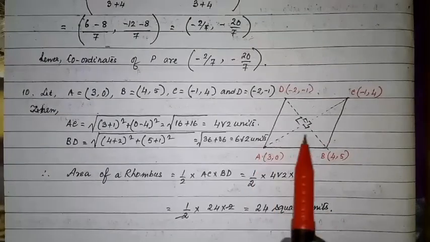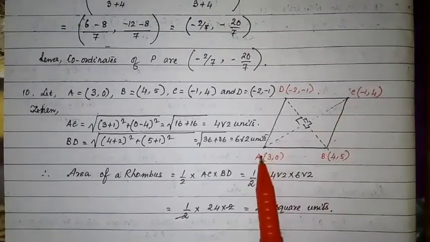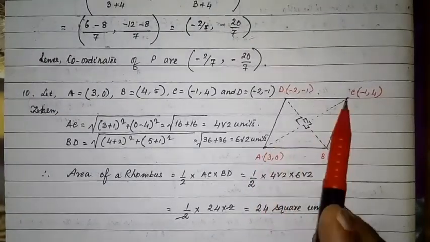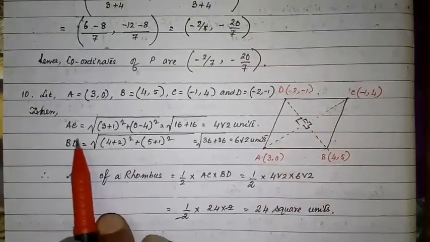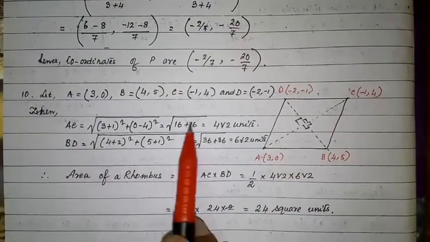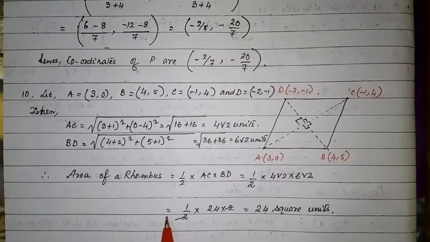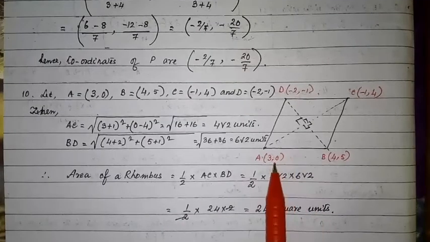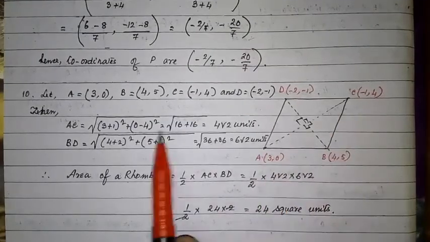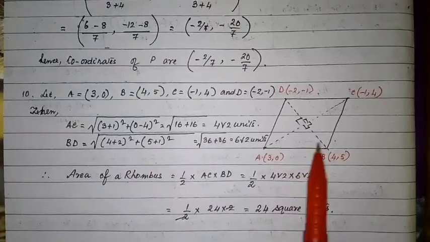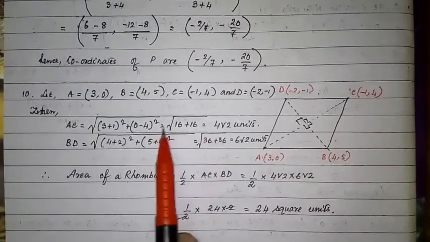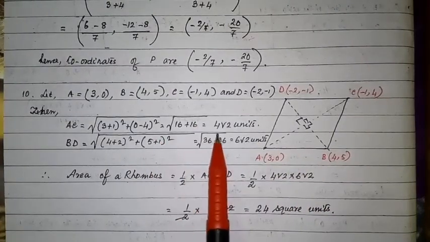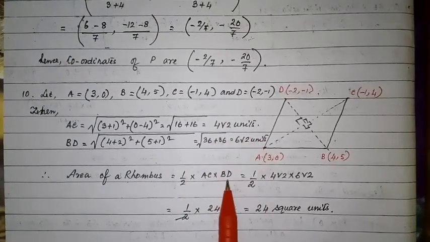Coordinates of the points A and C we know, so the length of the line segment AC is equal to, using the formula, under root of (x2 minus x1) whole square plus (y2 minus y1) whole square. By this we'll have (3 + 1) whole square plus (0 - 4) whole square. That is under root of 16 plus 16, that is equal to 4 root 2 units.